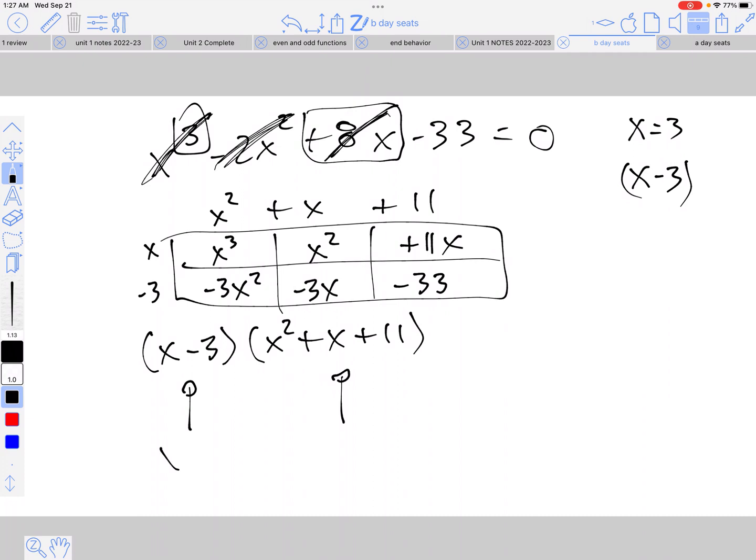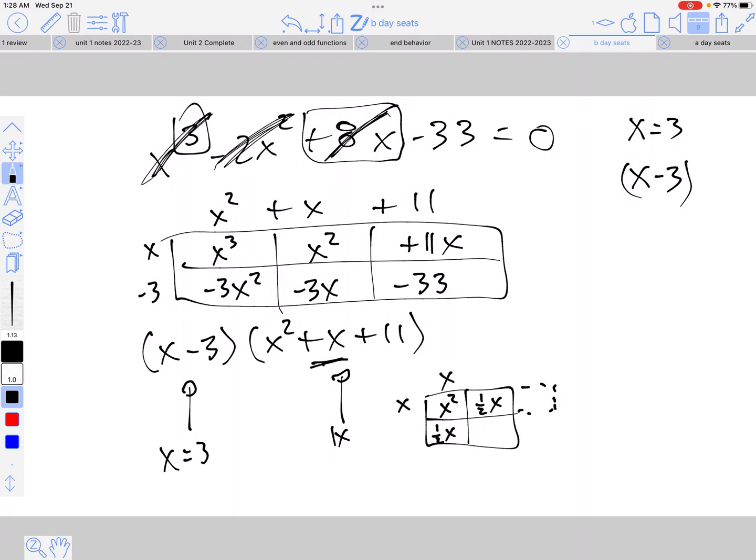There's my first solution, and the other two are there. So we know that this solution is 3, but we've got to do a little bit of work on that other one. Alright, so x squared plus x plus 11. Can't factor that. So I either need to use the quadratic formula or complete the square. I prefer to complete the square. So I'm going to have x squared, and then to get 1x, breaking it up perfectly, I need a half an x and a half an x.